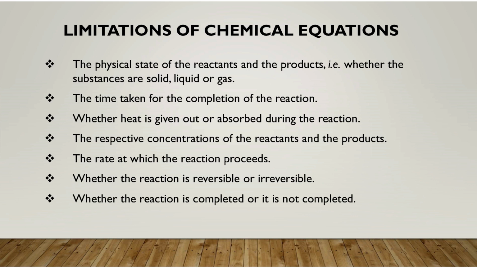Next, the respective concentration of the reactants and products. There is a certain concentration of the reactants and products, and when it is disturbed, the chemical reaction will not be completed. Then the rate at which the reaction proceeds, and whether the reaction is reversible or irreversible. You know very well what a reversible reaction is: in a reversible reaction, we can get the reactants back. And whether the reaction is completed or not completed. So these are all the limitations of the chemical equation.